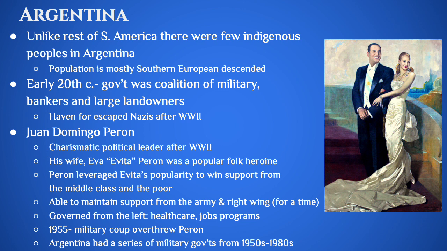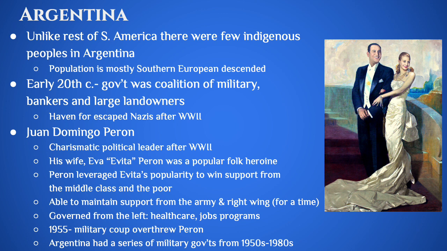Turning to Argentina, Argentina was a little bit different than the other countries in South America because there weren't that many indigenous peoples in Argentina. And so Argentina's population is mostly descended from Southern Europeans, Italians and Spaniards and Portuguese and Greeks. In the early 20th century, the government was this coalition of wealthy people and bankers and the military.